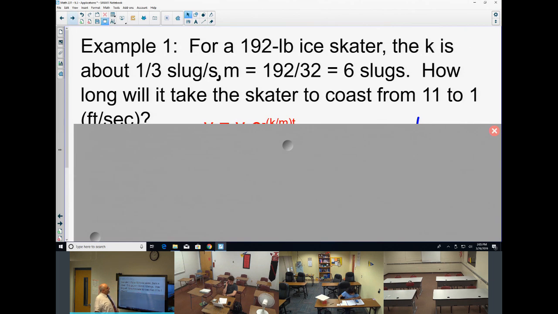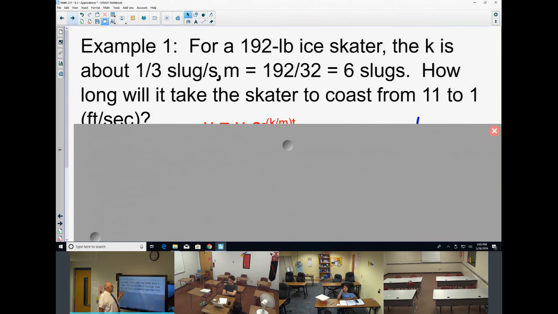It says for a 192-pound ice skater, the k is about 1/3 slugs per second. A slug is a unit of mass. Now the mass of the ice skater is the weight divided by gravity, so 192 divided by 32. Oh, this isn't metric, this is the English system. So 192 divided by 32 is 6 slugs.